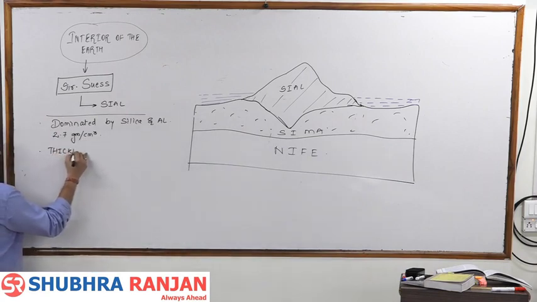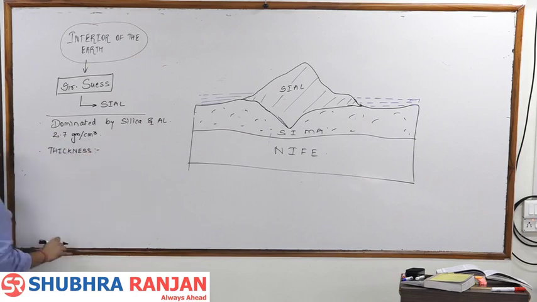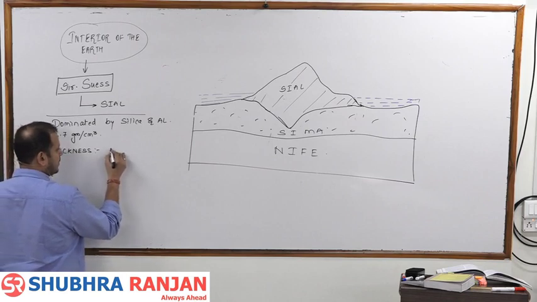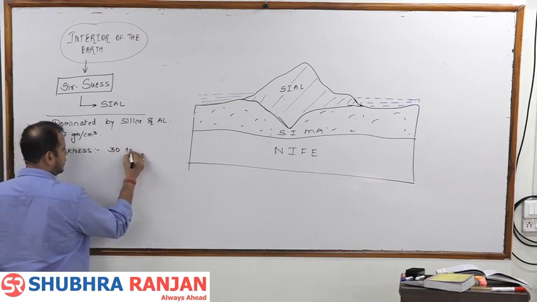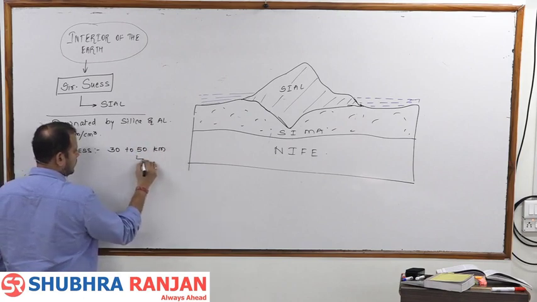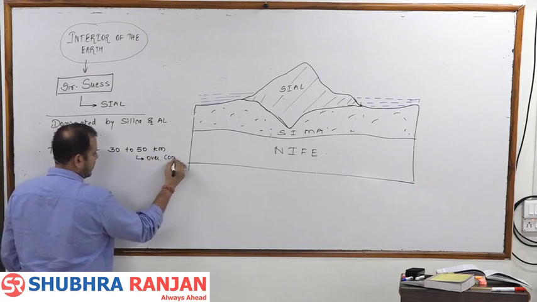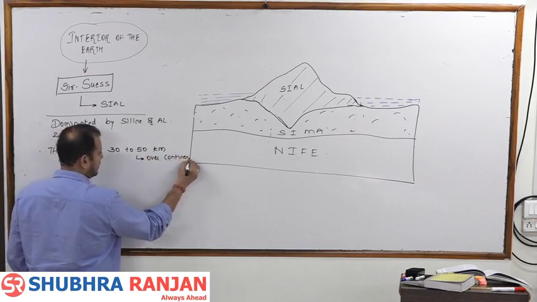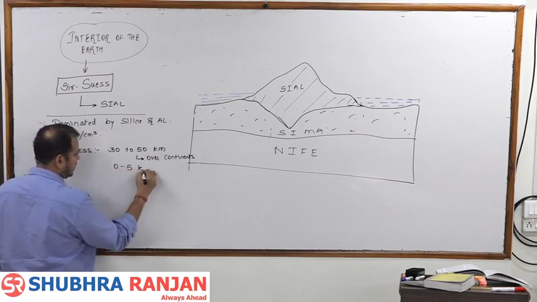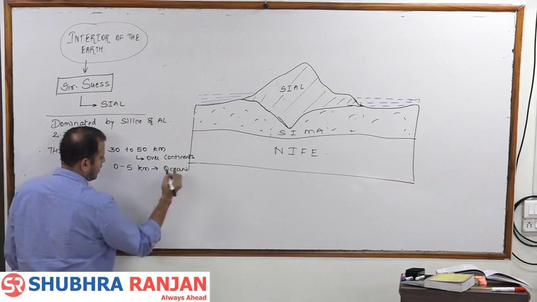Thickness, even in the exam you can write this answer only in points. Thickness is between 30 to 50 kilometers over continents, and between 0 to 5 kilometers over oceans.